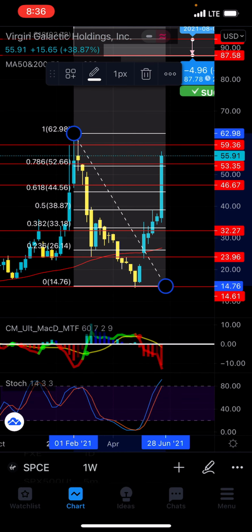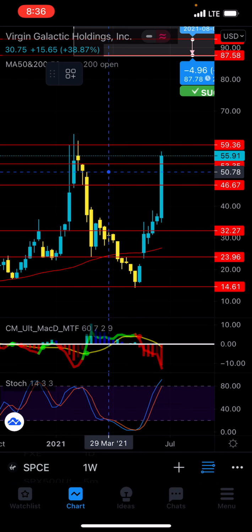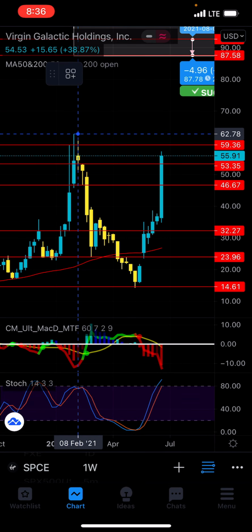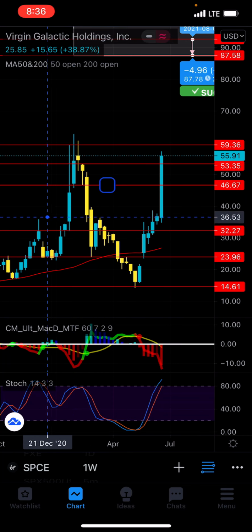Again, what are we gonna do? Grab the fib again. So for those of you that are asking, I'm actually using TradingView. This is the mobile version. You guys can use the desktop version. It doesn't really matter. So we're doing from relative high to relative low.